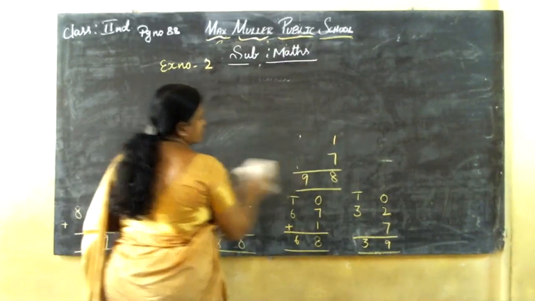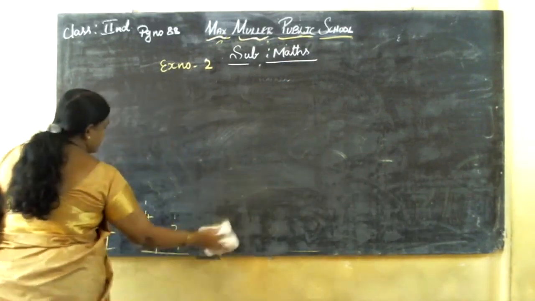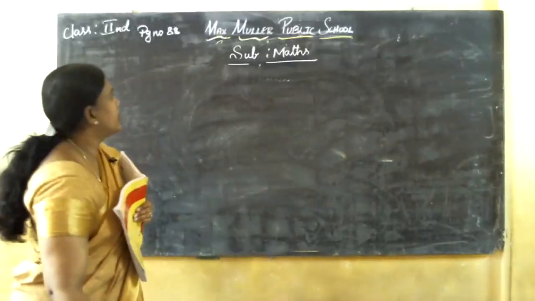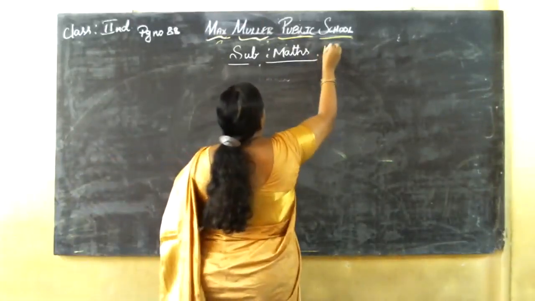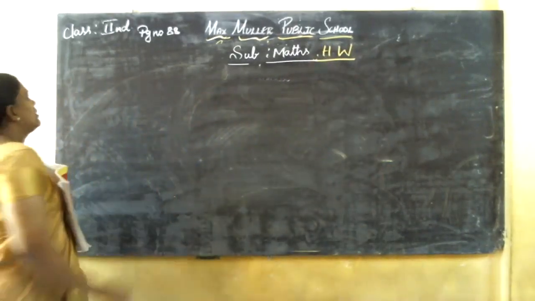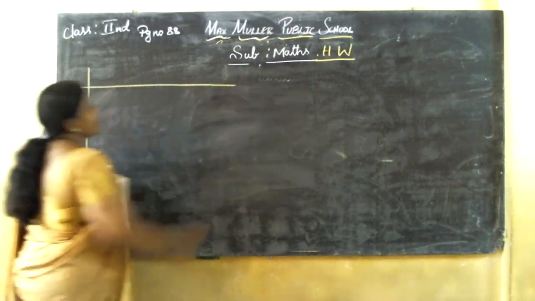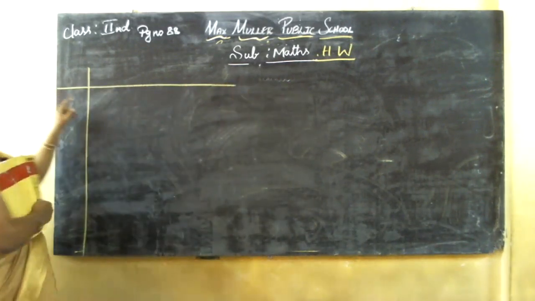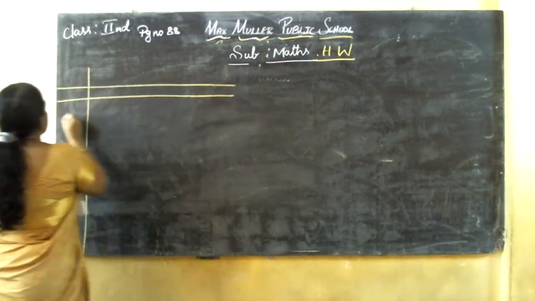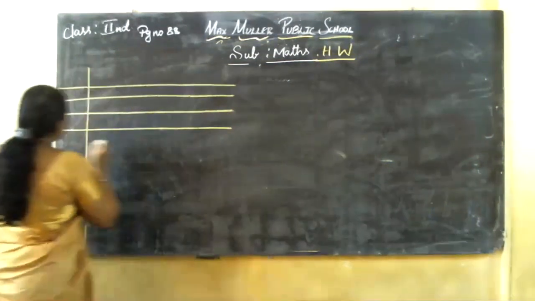Close your textbook, children. Open your homework note. Now I am going to give maths homework. Go to a fresh page. See, in the first class I gave numbers. In the second class, I gave number names. Now I am going to give tables. First we will give 2 tables, after that 3 tables.